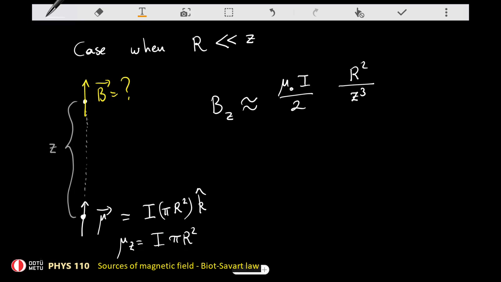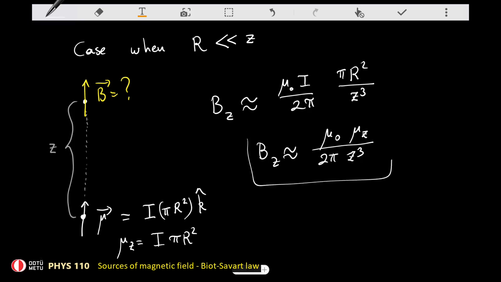Right? And interestingly, in this expression, we see I multiplied with r squared. So I can just join these two and write it in terms of the magnetic dipole moment. I just need to multiply this whole expression with pi. So let's multiply it with pi. Therefore, this Bz is approximately equal to mu 0 mu z divided by 2 pi z cubed. All right, that's a very nice expression actually.